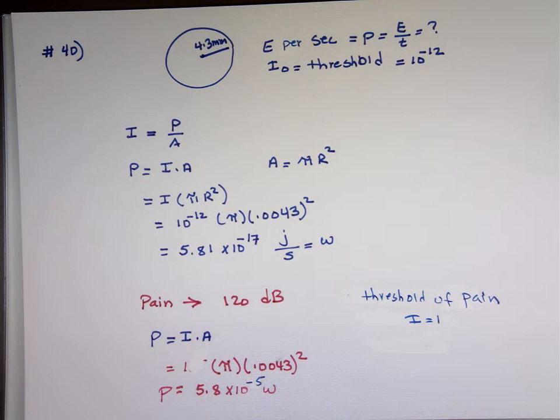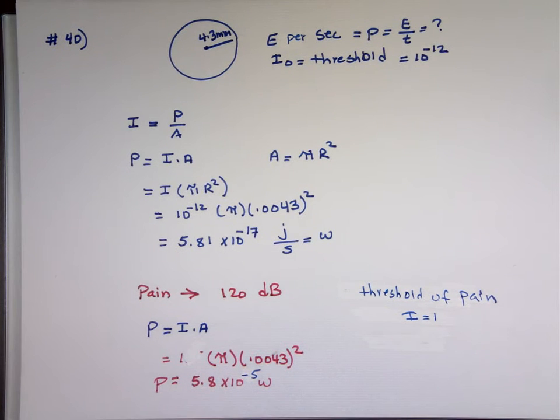That's a negative 5 here. That was 40, 50. I found 50. Here we go. Number 50.